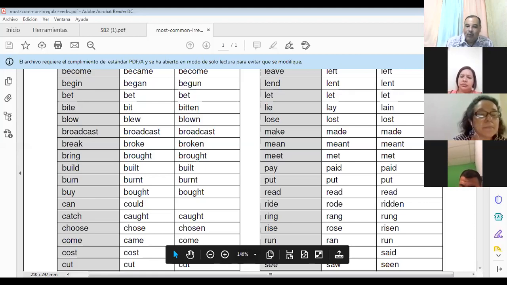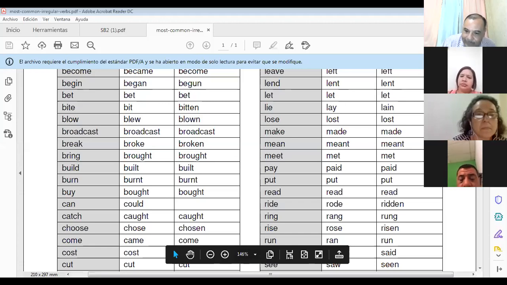And how do we make questions? Well, we transfer the auxiliary verb to the first position. Have I walked? Have you walked? Has she walked? Have we walked? Have you walked? Have they walked?